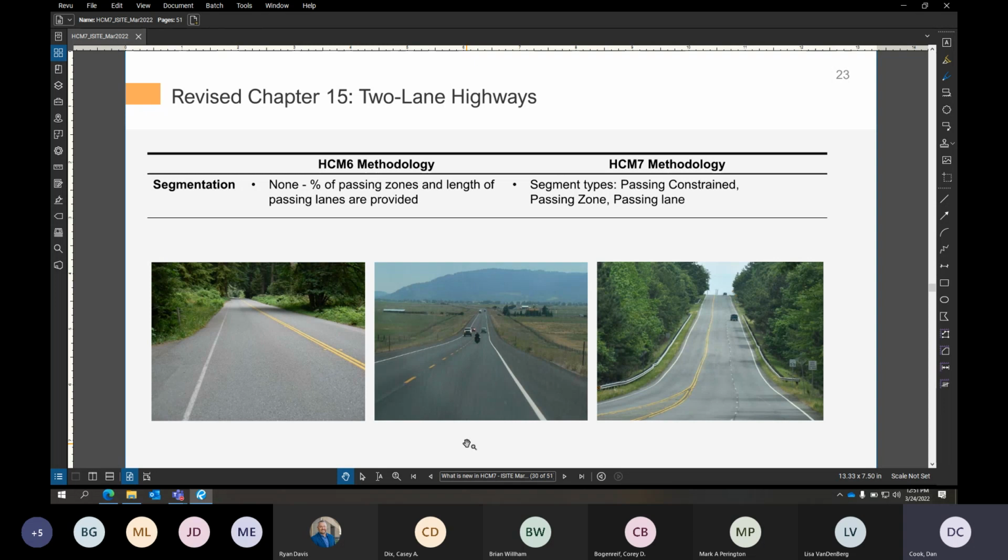two-lane highway facility. What this new methodology does is, rather than just looking at it segment by segment and leaving it up to you to look at the performance of each segment and make sense of how they interact with each other, there's a segmentation component to this methodology, and it's sensitive to passing zones, passing lanes, areas where there are no passing zones, and the effects that has on performance.